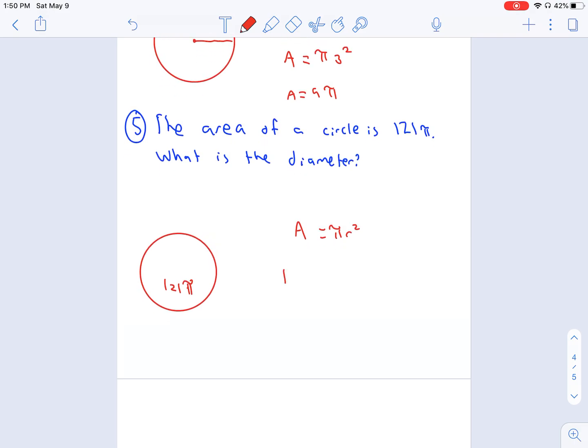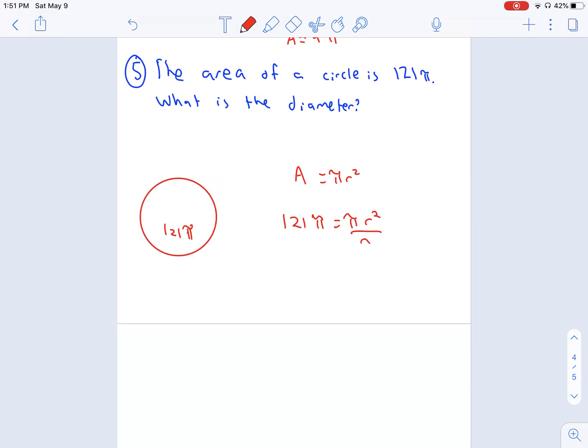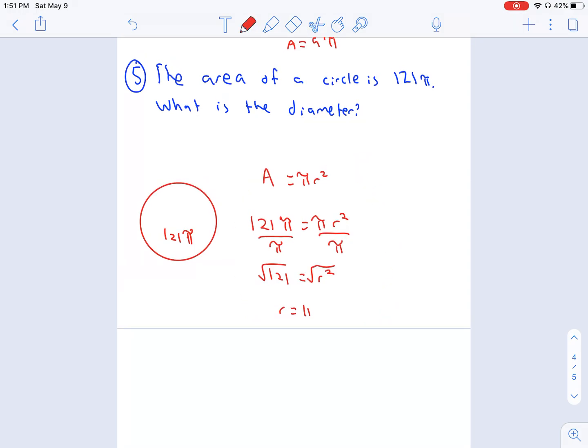And since we know the area is 121 pi, plug it in here, and then bring it down. And since we're trying to isolate the variable, we have to divide by pi, and that gives us 121 is equal to r squared. Again, we have to simplify this and isolate the variable, so you do the square root of r squared and the square root of 121, and that gives you the radius is equal to 11. But we're not done there because we have to find the diameter. So we know that the formula for diameter is equal to 2r, so d is equal to 2 times 11, so the diameter is 22.